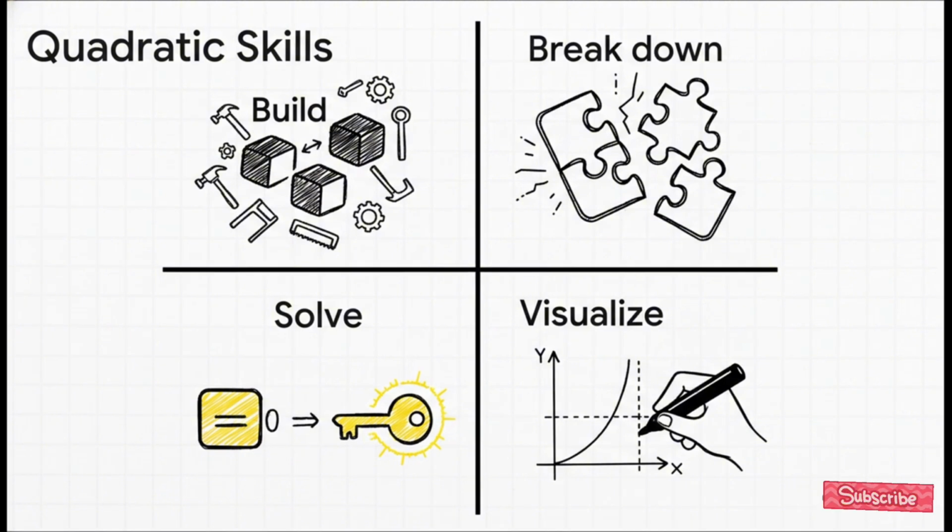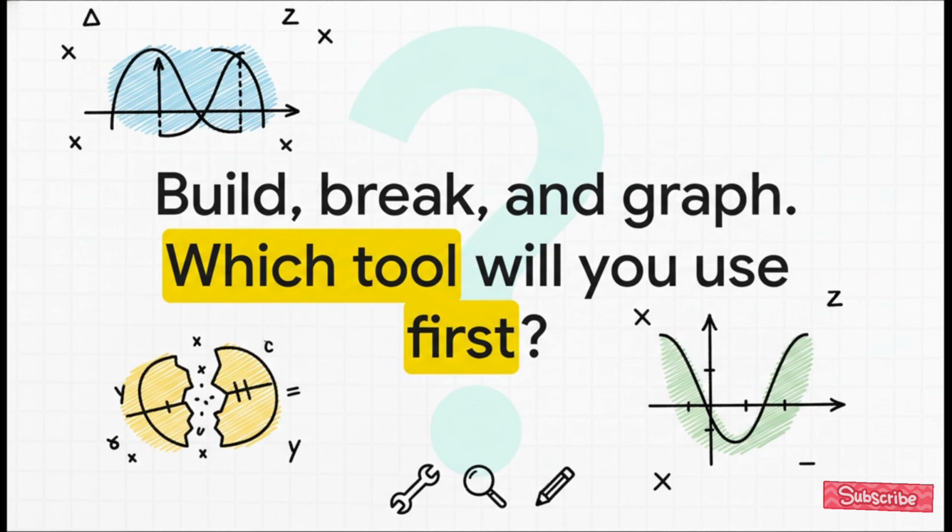You got this. Look at what you can do now. You can construct these expressions, you can deconstruct them to find their secrets, and you can draw a picture of what they represent. You are in complete control of quadratics. So the only question I have for you is which one of these new superpowers are you going to use first?